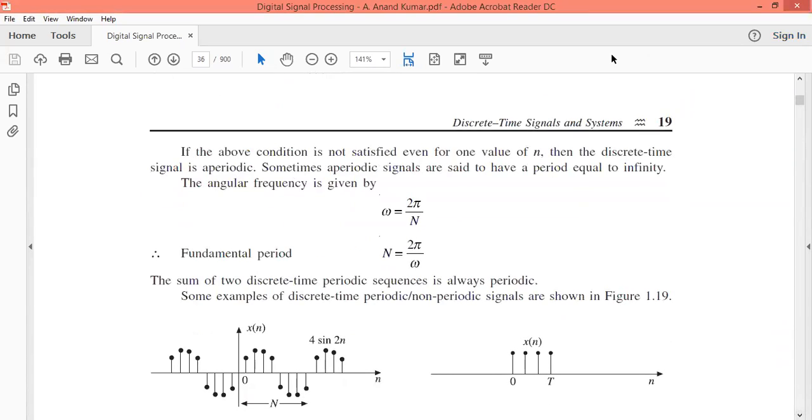If the above condition, that is x of n is equal to x of n plus N, is not satisfied for even one value of n, you take any one value of n and for that it is not satisfied, only a few values it is satisfying and for some values it is not satisfying, then that signal is called an aperiodic signal. So it has to be satisfied for all values of n. If it is not satisfied for at least one value of n, then it is called an aperiodic signal.